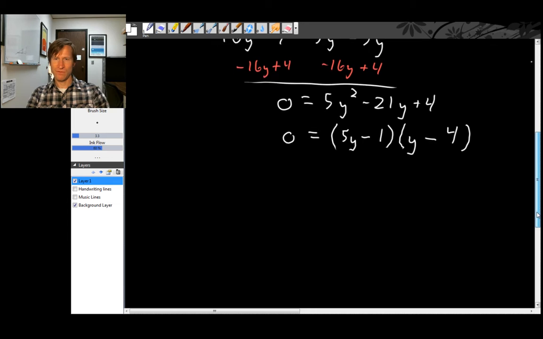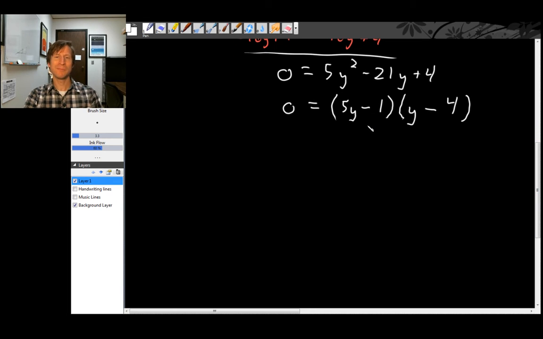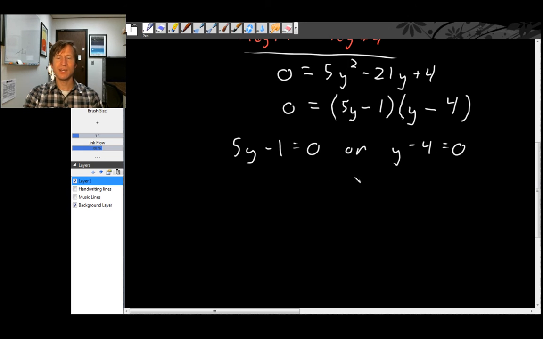So now we can finish solving. We'll use the zero product property. Since this product is equal to 0, that means either 5y minus 1 is 0, or the other possibility is that y minus 4 is 0. And then each of these we can solve individually. Move that minus 1 over, 5y equals 1, or y equals 4. So one possibility is y equals 4. And then to finish off here, the other possibility is divide by 5, y is 1 over 5.